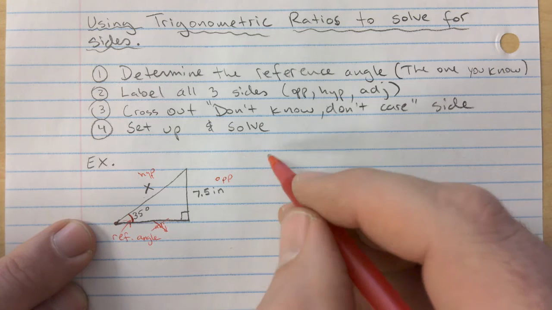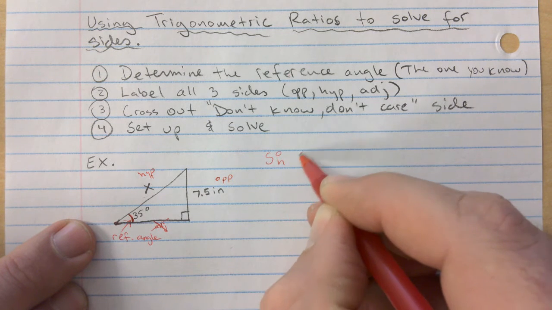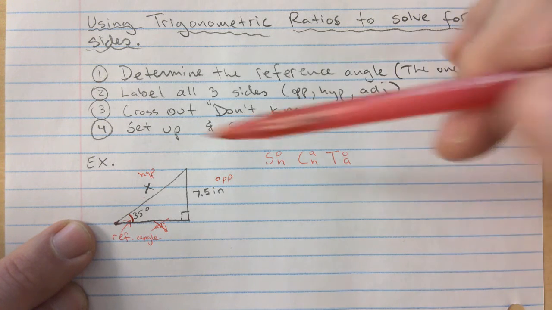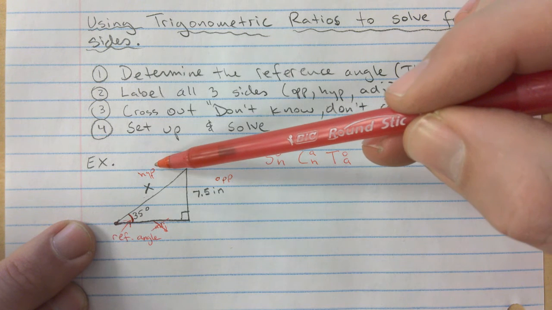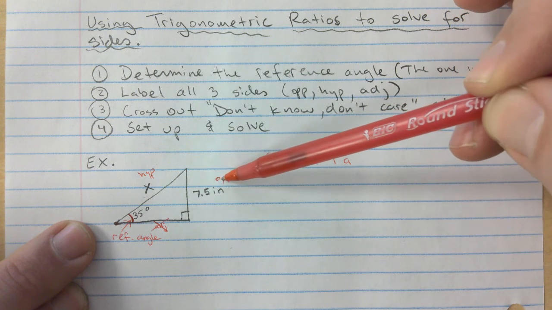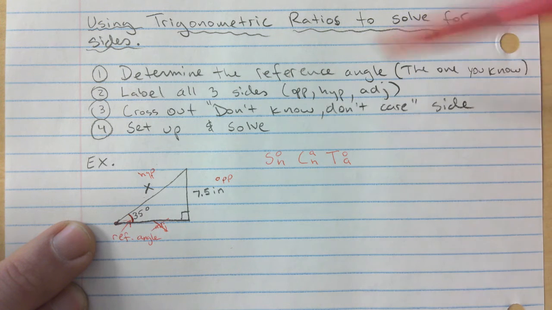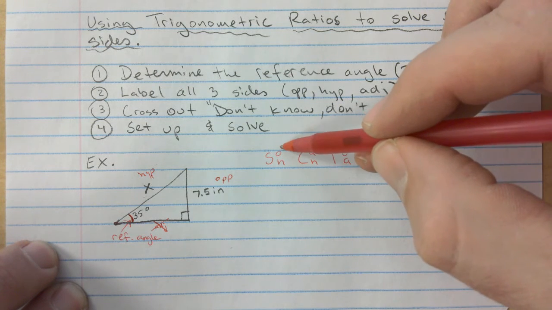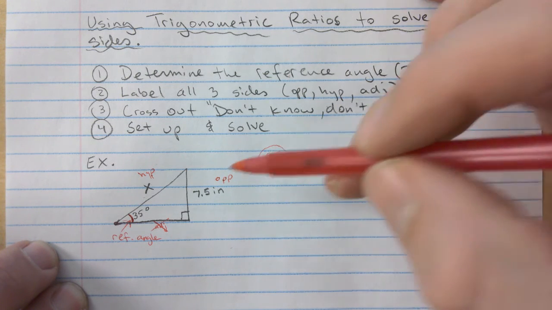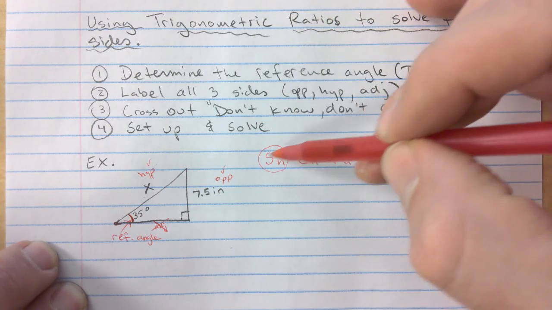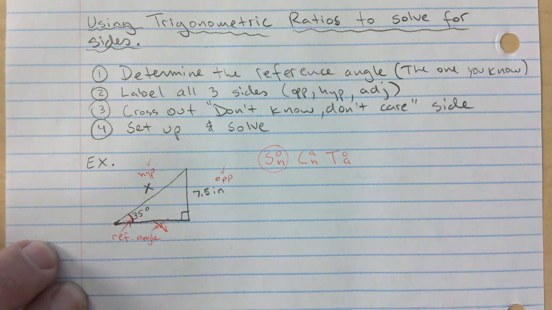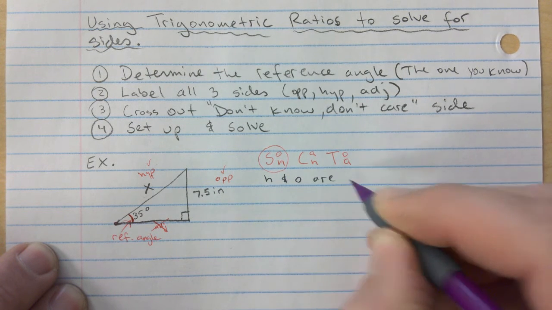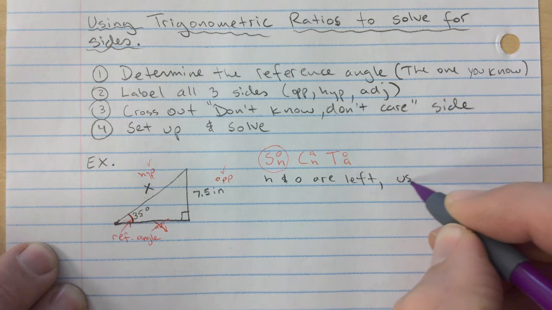Now, which one of these three, and only one will work, by the way. Watch carefully, you're left with H and O. Those are the only two sides that are left. Which one of these three has H and O at the same time? It's this one. H and O are left, so you have to use sine.